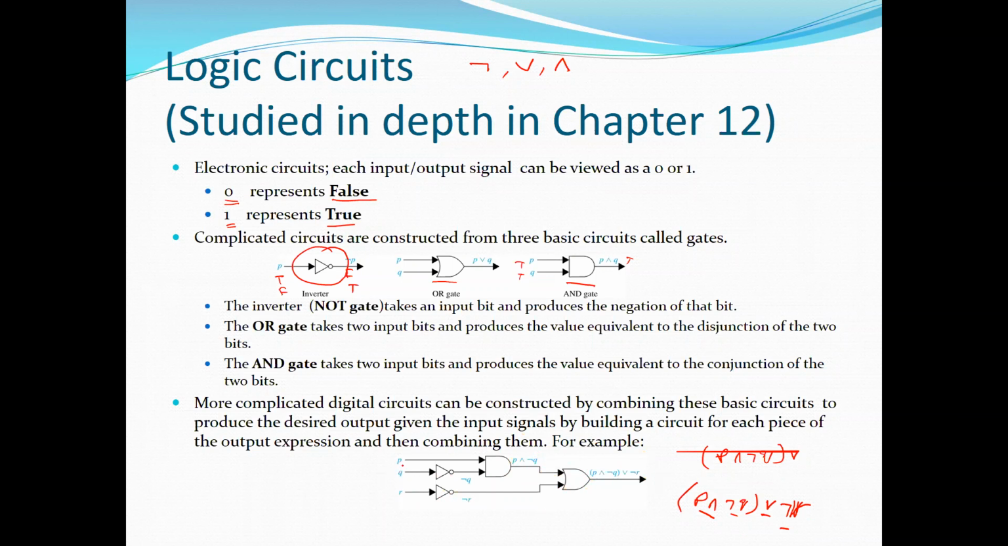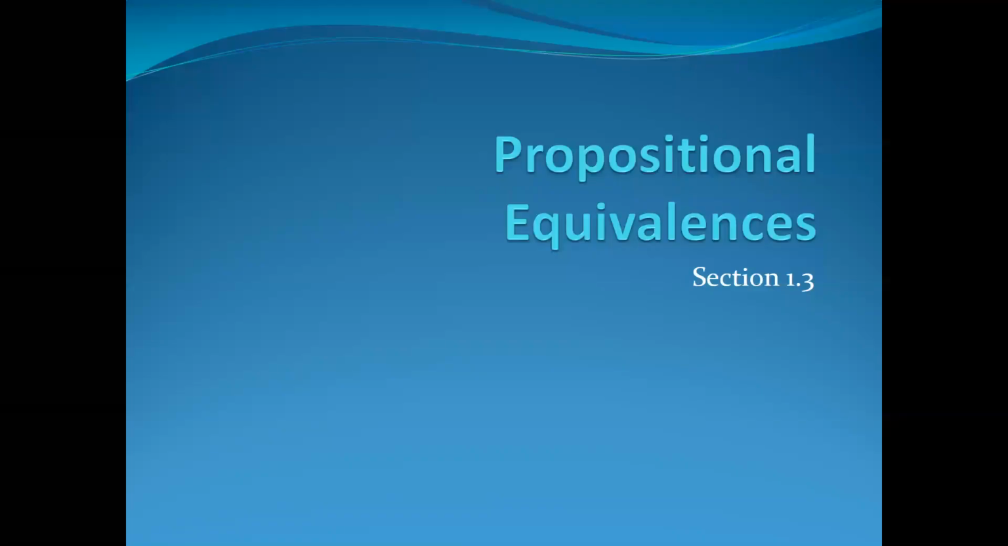So your task is to convert this circuit into the truth table. So mark it for your homework as well. What you will do is create the truth table for this logic circuit with P, Q, and R, right?